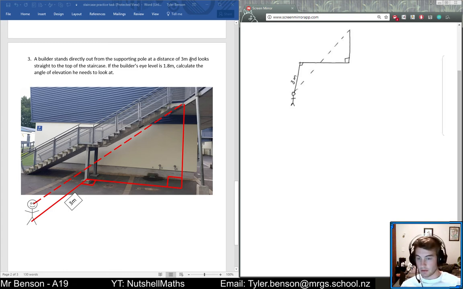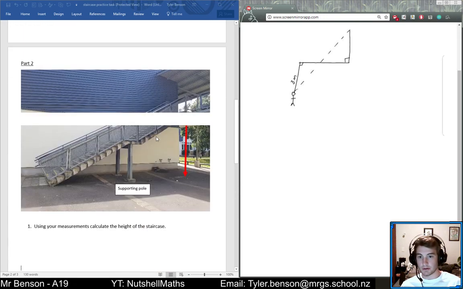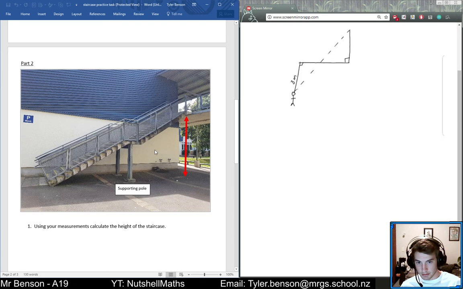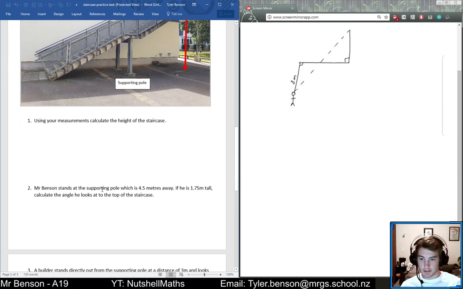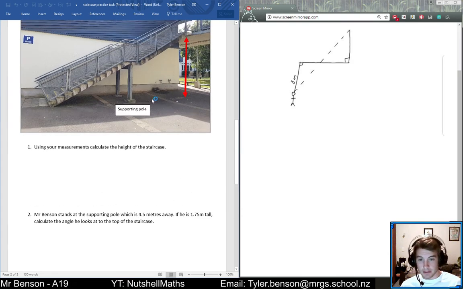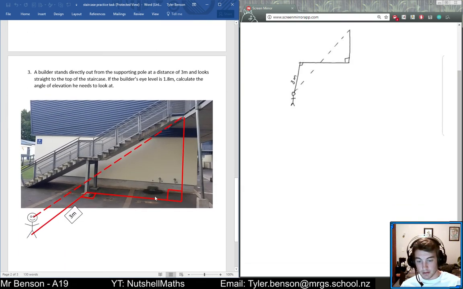Right? Before I move on, I've already got some alarm bells ringing because I read something about the supporting pole before. Let's scroll up, have a look. Oh, there you go. Mr. Benson stands at the supporting pole, which is 4.5 meters away. So that's 4.5 meters. If this fella's standing directly out from here, then that there's 4.5 meters. Can you guys see that? The distance from here to here is 4.5 meters. I'm going to put it on, 4.5 meters.